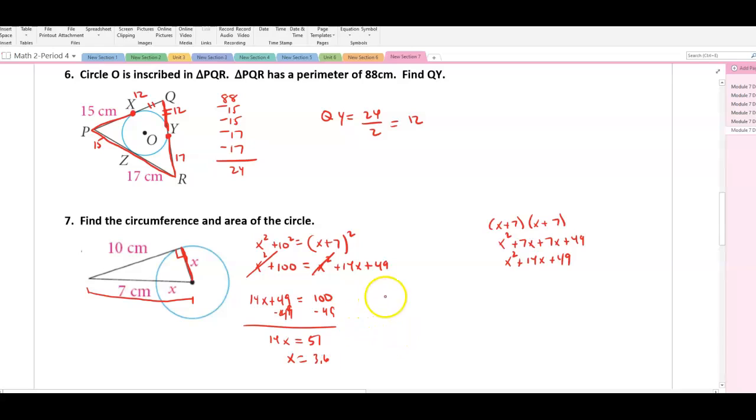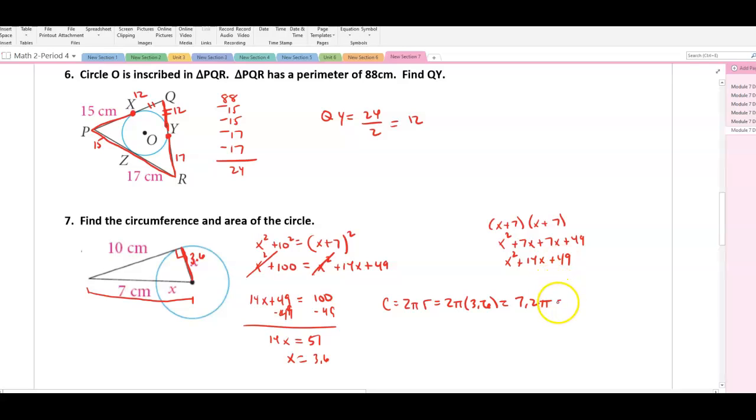Now, this does work out ugly, but the circumference now, if x is 3.6, that tells me my radius is 3.6, which means my circumference is going to be 2 times pi times the radius. So 2 times pi times 3.6 would give you 7.2 pi.